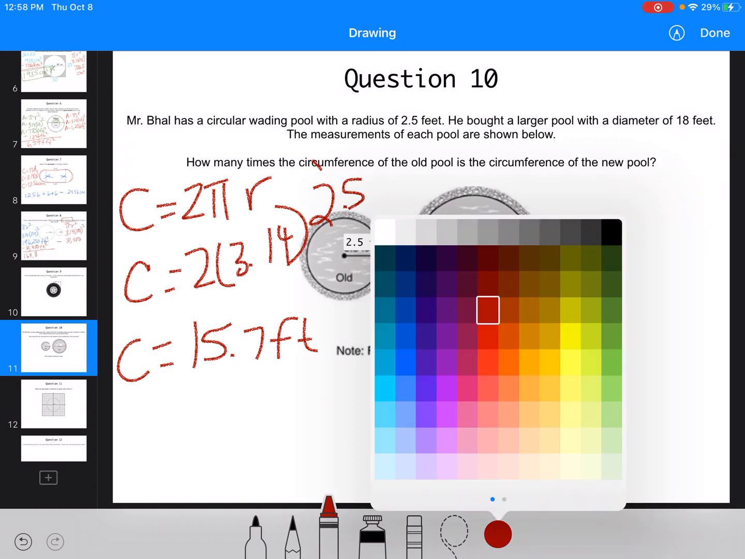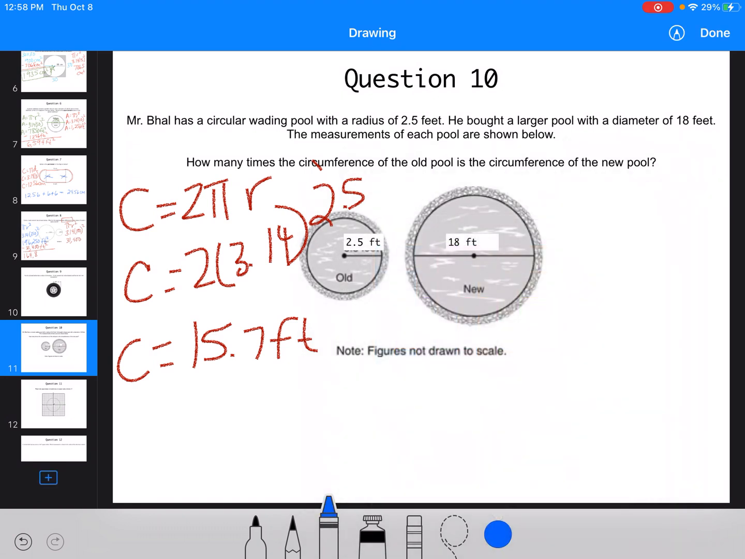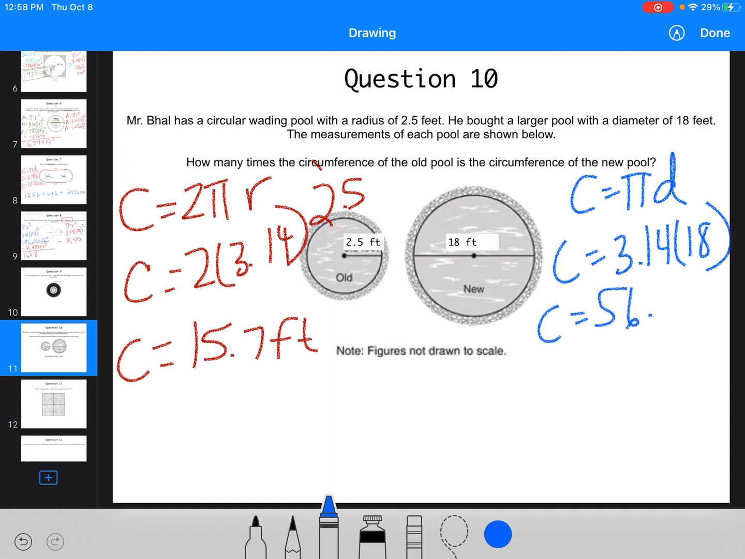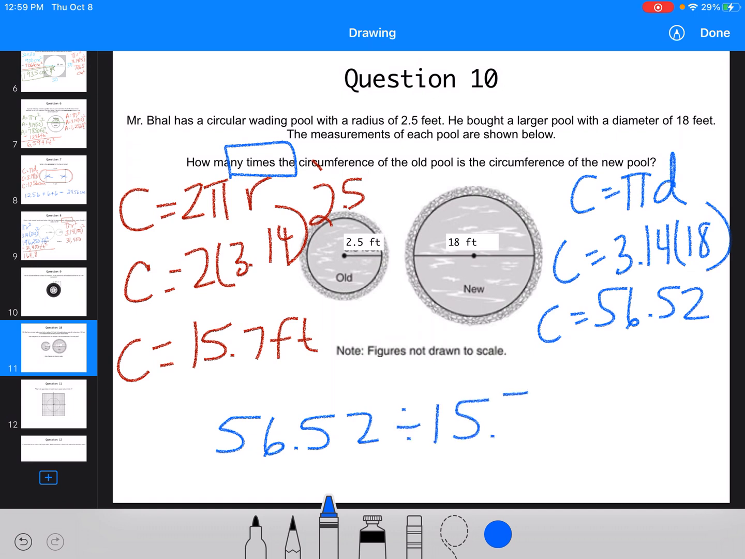Then I'm going to find the circumference of the second one. Now this one has a diameter. So C equals pi d. So C equals 3.14 times 18. So I end up with C equals 56.52. And they want to know how many times the size. So I'm going to have to do 56.52 divided by 15.7. And it's 3.6 times the size.